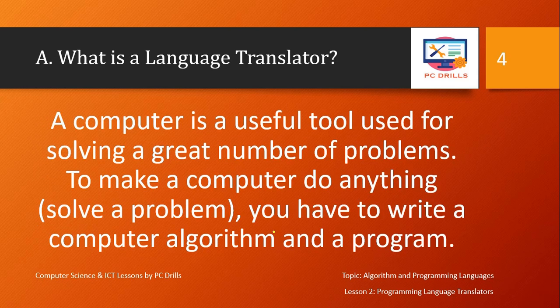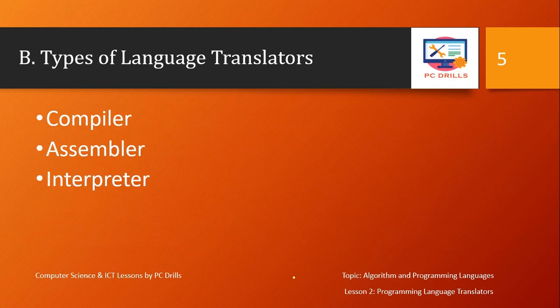A computer is a useful tool for solving a great number of problems. To make a computer do anything, you have to write a computer algorithm and a program. So the main thing with a computer is that it is just solving problems depending on what set of instructions you have given it to work on. And for the computer to be able to work on those particular issues you are giving it, it should be in a way that the computer can understand. That is where you need a language translator.